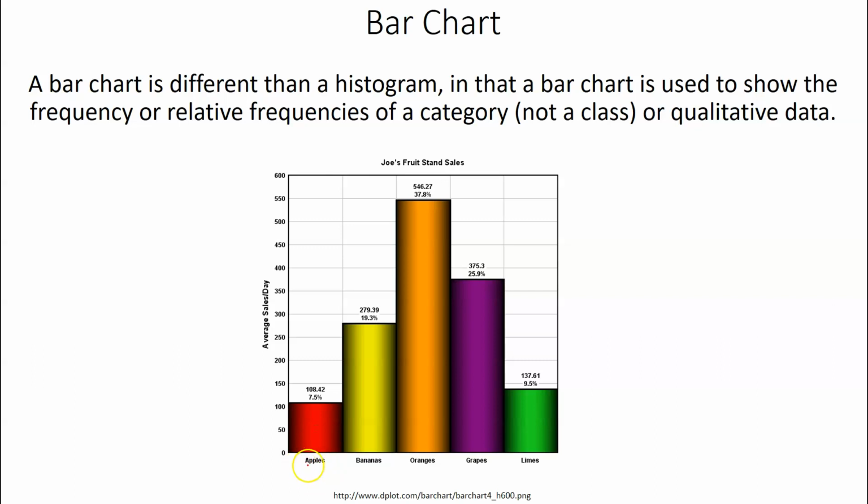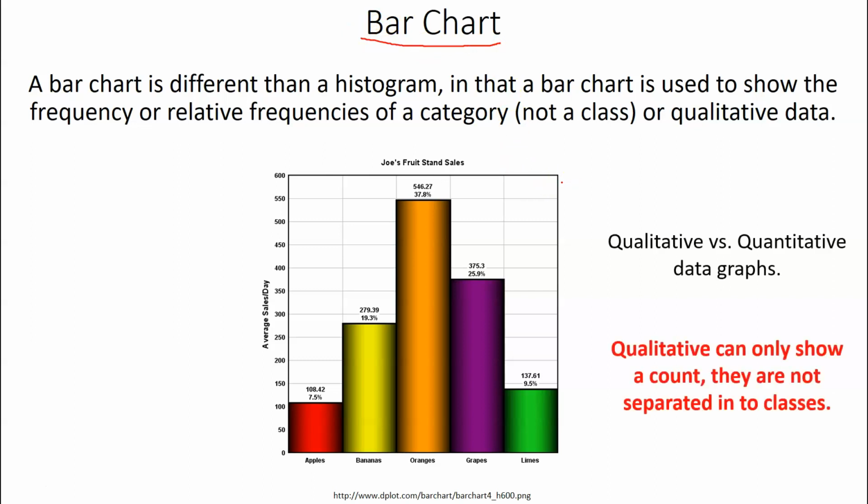It's not like we can go from 5 to 10 here and then 10 to 15 here. That wouldn't make any sense. So if it's qualitative data, like in a survey, a lot of times surveys are qualitative, a bar chart would be the better pick. A histogram would not work very well with qualitative stuff.